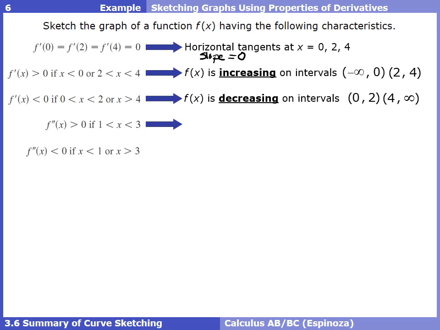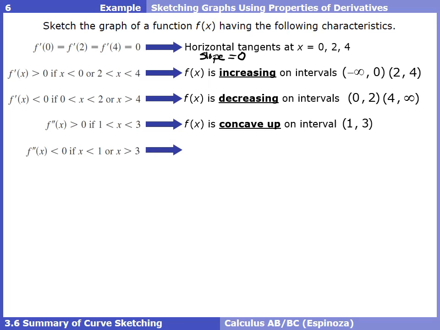Two more pieces of info. The second derivative is greater than 0, which we know to mean that the function is concave up. If the second derivative is positive, our function is concave up. On what interval is the function concave up? Well, from 1 to 3. One more time, I'll go ahead and say it. This is not the point 1, 3. It's the interval notation for the interval x equals 1 to x equals 3.